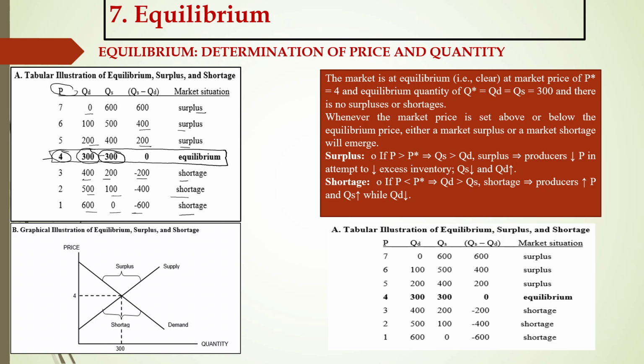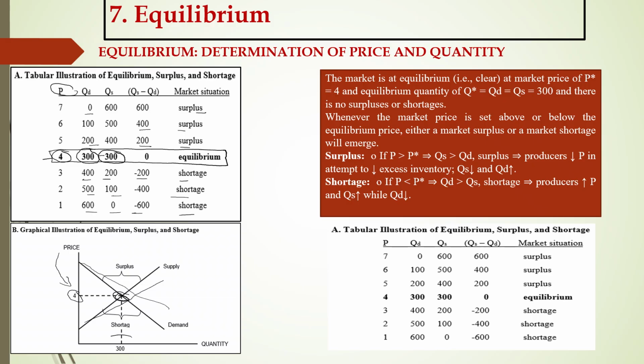Graphical illustration: when we draw this graph from the table, you can see this is the demand curve. The demand curve is moving downwards from left to right. And this is the supply curve, it is moving upward from left to right. And you can see this point, where the demand curve intersects the supply curve. They meet each other. So what is the price at which the demand curve and supply curve intersect each other? It is 4. So this 4 is my equilibrium price.